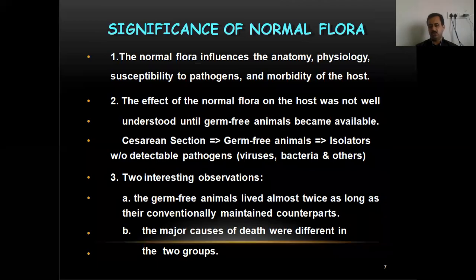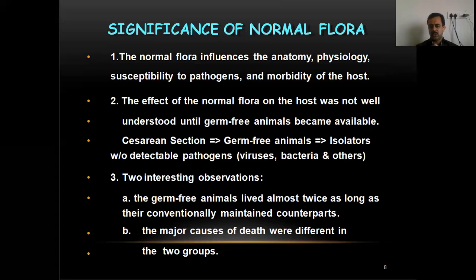What is the significance of the normal flora? The normal flora influences the anatomy, physiology, susceptibility to pathogens, and morbidity of the host. It means ultimately the normal flora is helping that particular host in various different ways. The effect of normal flora on the host was not well understood until germ-free animals became available. That is, cesarean sections, germ-free animals, isolators, detected pathogens, viruses, bacteria, and others. So we came to know that there is a normal flora inside the human body where an infection was there, and ultimately after the cesarean sections, the investigators investigated.